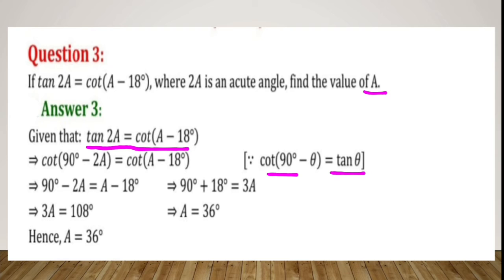So in place of tan theta you can write cot(90 minus theta). So in place of tan 2a you can write cot(90 minus 2a). So the equation transformed to cot(90 minus 2a) is equal to cot(a minus 18 degree). So on both sides cot is there, so you can cancel this cot, or you can write the value of the angle in the left hand side is equal to the value of the angle in the right hand side. Okay, so 90 minus 2a is equal to a minus 18 degree.